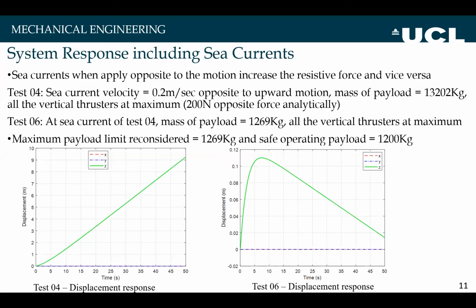So the same force was converted into the mass, and taking that mass out of the total payload mass, it came out to be 1269 kilogram. So now keeping that mass and applying all the vertical thrusters at the maximum, test 6 was performed, and it can be seen that with a small spike, the vertical position is kept. So payload mass was then limited to 1269 kilogram, but it is also said that the safe operating payload mass is 1200 kilogram.